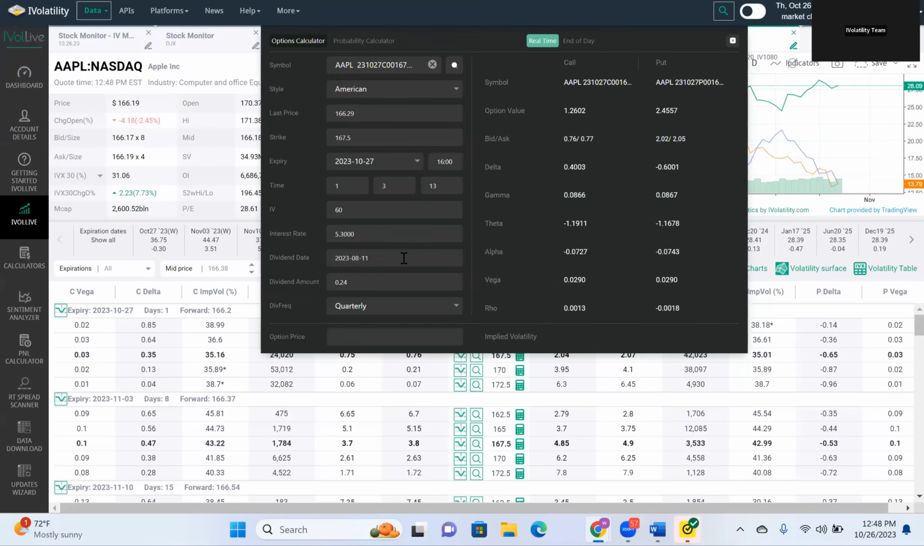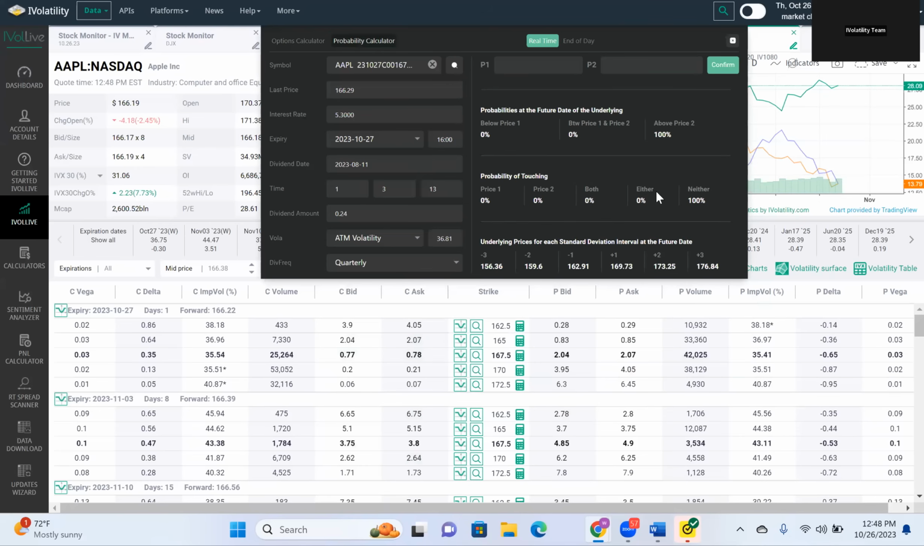Interest rates, you could play Federal Reserve Chairman if you so desire. Dividend date, the last one was 8/11. That's how I knew the next one would be sometime in November, right? Every 3 months, quarterly. But you could play with that. You could say, well, what happens if the board raises the dividend when they announce earnings? And it will show you what that would do to the options pricing.